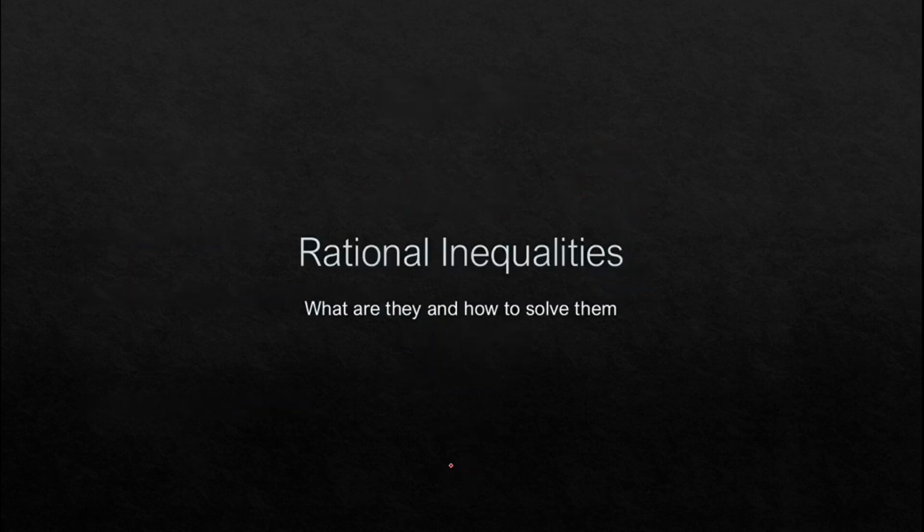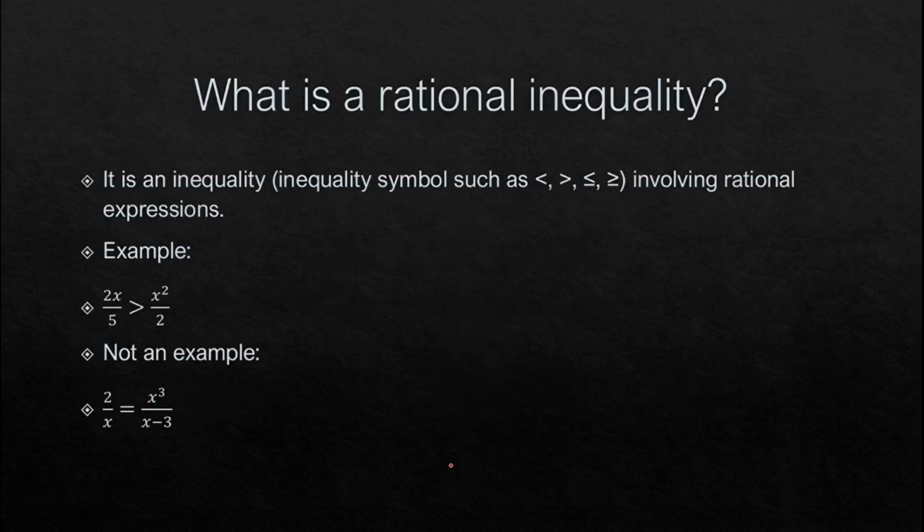Rational inequalities naman. Ito masyadong mahaba-haba ito. What is a rational inequality? It has an inequality symbol such as greater than, less than, greater than or equal to, and less than or equal to, involving rational expressions. Since alam nyo na ang rational expressions, parang polynomial divided by polynomial, basically, replace na ang equal sign with these symbols. Example, 2x divided by 5 greater than x squared minus something divided by 2.